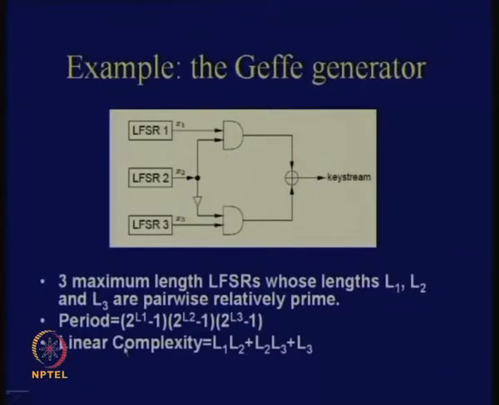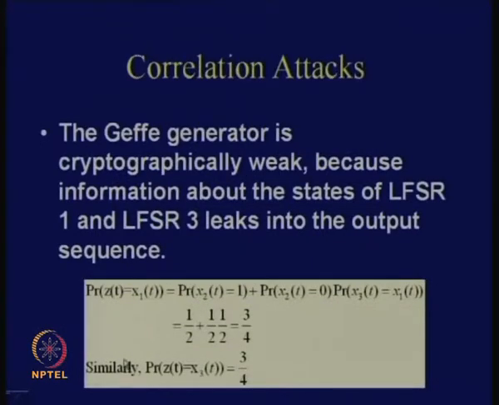But this Geffe generator is actually weak. Why is it weak? Although it has a good linear complexity, and also a reasonably high value of periodicity, it is still weak because of something called correlation attacks. Why correlation attacks? Let us try to understand that. If you remember, the equation was x1 x2 XORed with x2 x3 and XORed with x3.